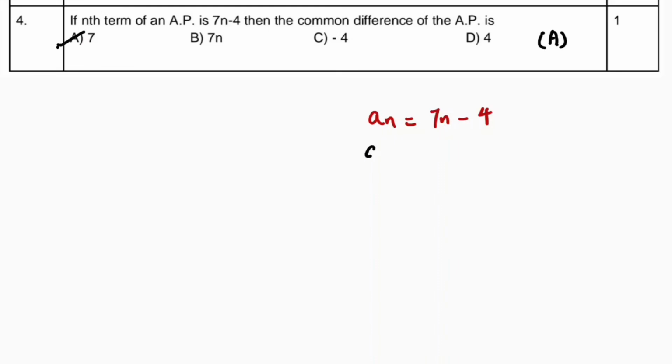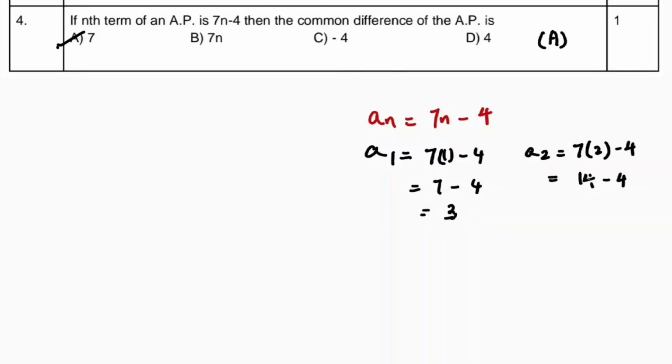See, first find the first term. 7 times 1 minus 4. 7 minus 4, which is nothing but 3. Next find the second term. A2. 7 into 2 minus 4. 7 into 2, 14, minus 4, which is nothing but 10. So A2 is 10. A1 is 3. Now I need to find the common difference. Common difference is nothing but A2 minus A1. So A2 is 10 minus 3. So 10 minus 3 is nothing but 7. So the correct option is A.